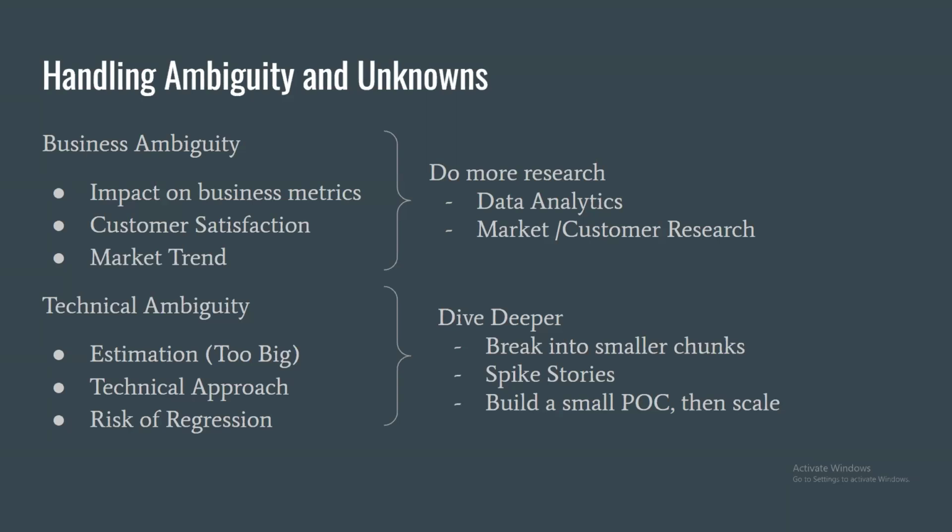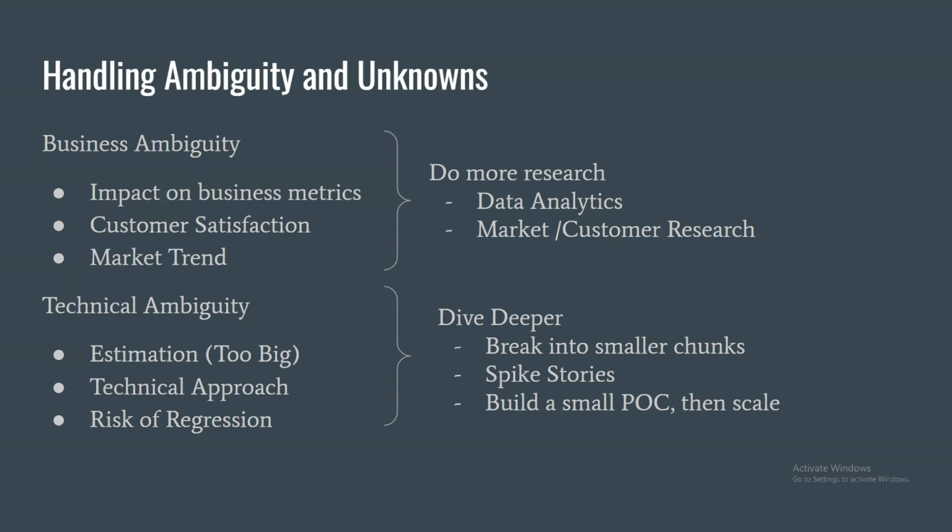Technical ambiguity is different from business ambiguity, and that is why it is important to separate them. Sometimes they get crisscrossed, creating a very big mess. So it is important to peel out the business ambiguity from the technical ambiguity. As a technical person, I feel estimation is sometimes just too big to estimate. Or which approach should we take?